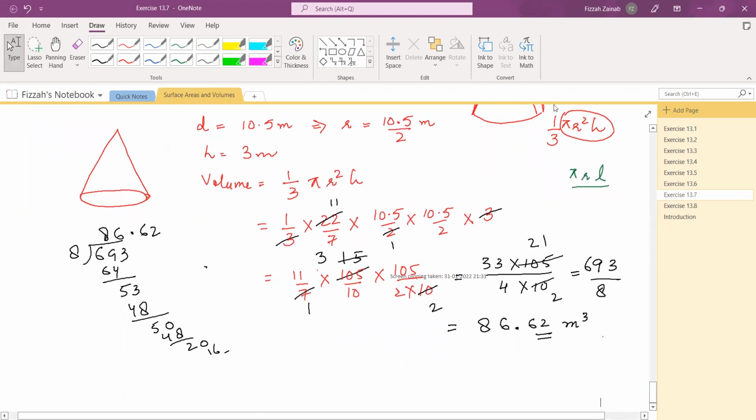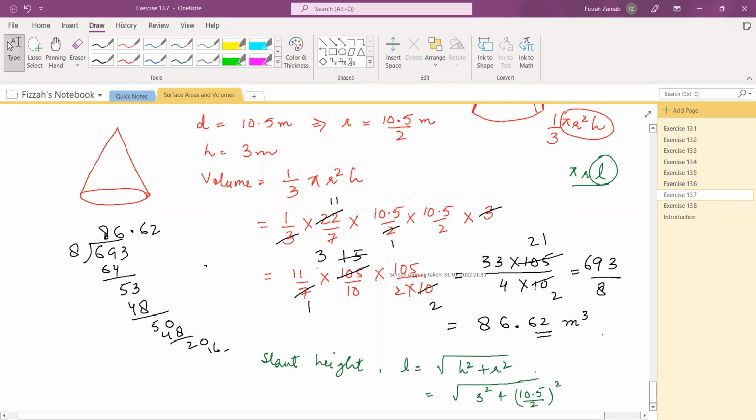So the first step is now to find the value of L, right? Let us find the slant height L, which you know is under root of h square plus r square. So now do this calculation first of all. How much is h? 3 meters. So 3 square plus r. Now r is 10.5 divided by 2 whole square.